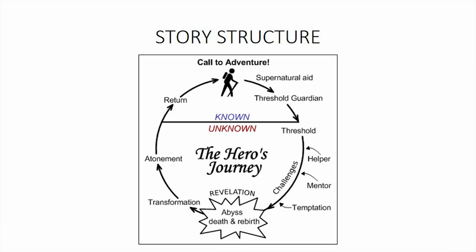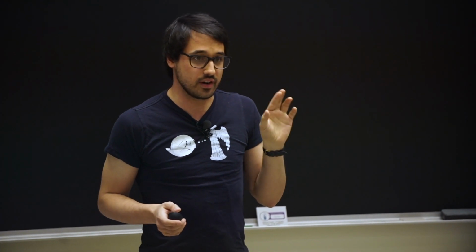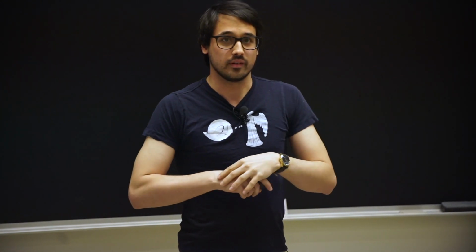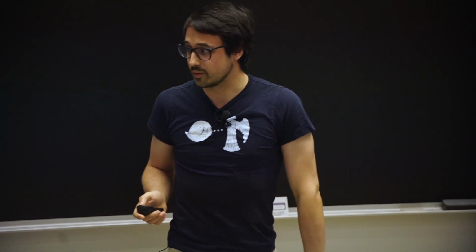This is a very classic story arc. And there are songs that follow this kind of story arc as well. Bohemian Rhapsody is a good example of one of these. So if you were going to do, say, a song parody of Bohemian Rhapsody, you would want to find something that follows this structure of starting in the known, finding some sort of novel information, having a revelation or transformation, and then returning back to your starting point.